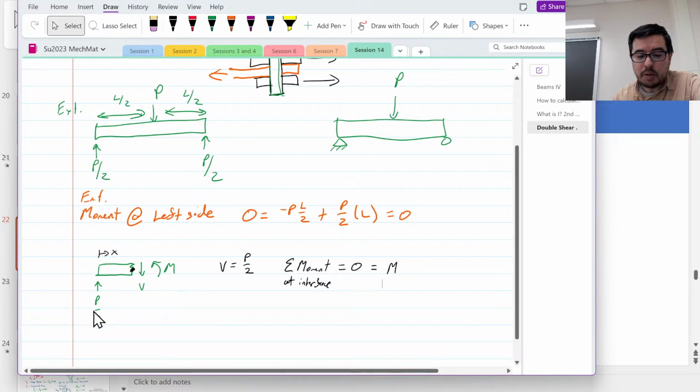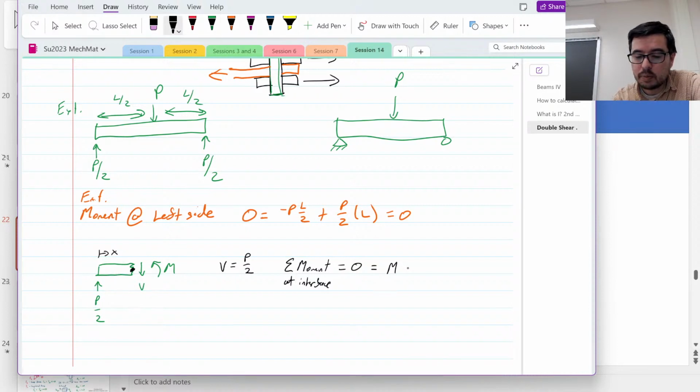But then we have something interesting happening over here. This M, so what is the distance? There's a moment being applied. We're taking it about here. This M is counteracting this P over 2 times X, which is acting in the negative, right? And again, that's equal to 0. Okay. So what does this mean? That means that M is equal to P over 2 times X.